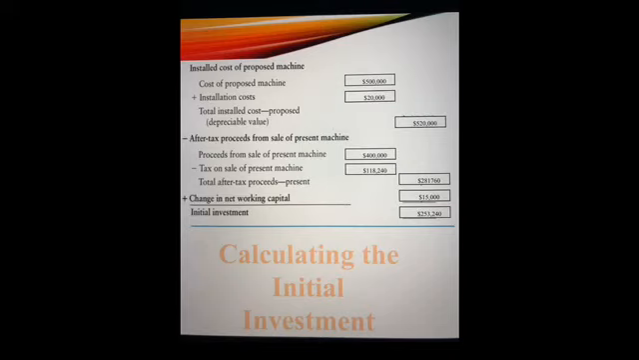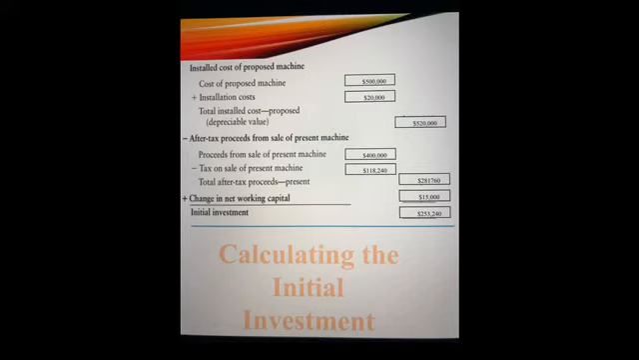So how do you get that? You do 0.40 times 295,600, which gives you 118,240. When you subtract the tax on the sale of the present machine from the proceeds from the sale of the present machine, you get a total of $281,760. Then you put in your change in net working capital, which we calculated earlier as $15,000.